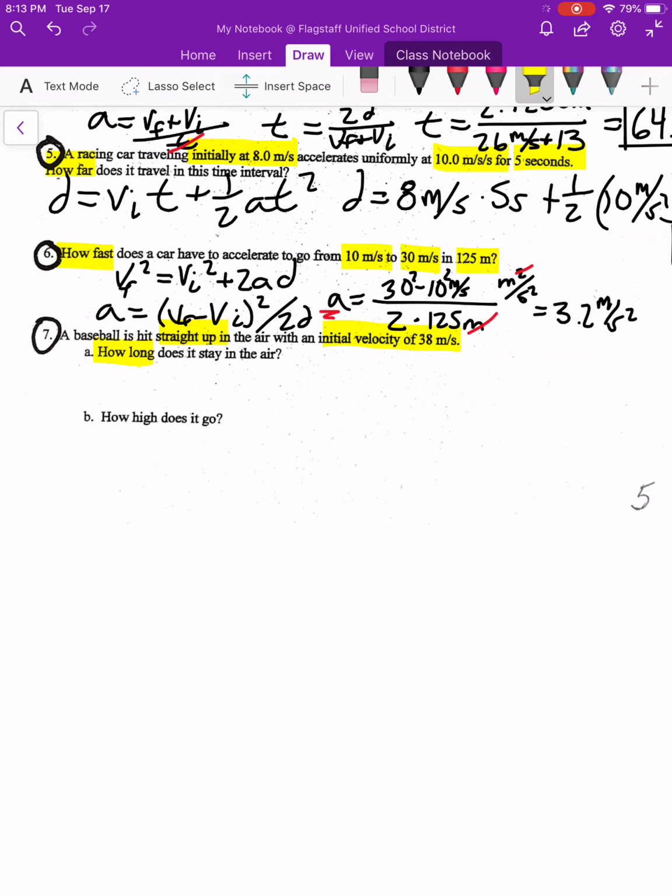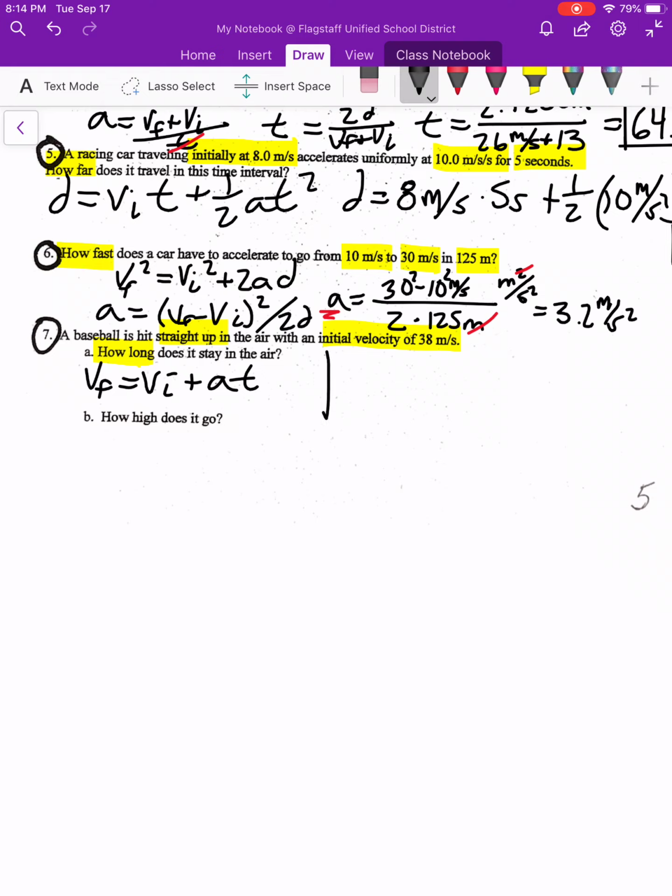Okay, so, excuse me. So what am I given? I'm given an initial velocity, and I know a final velocity, right? Because the final velocity is its peak, and its peak is 0. So my equation that I can use is v final is equal to v initial plus acceleration times time. Hopefully you guys all followed that, right?